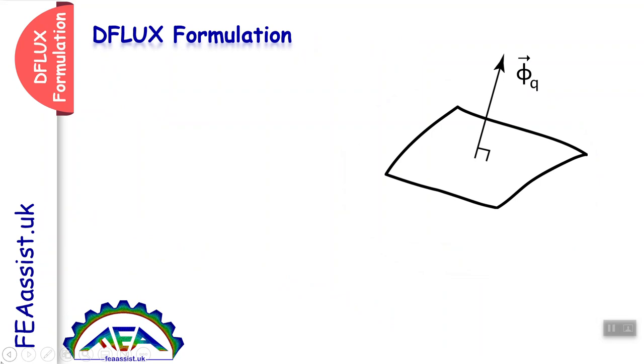DFLUX formulation. Before going to details of the formulation, you need to understand flux. What is flux? In heat transfer problems, flux is the amount of heat, the amount of energy, transferring through a unit of area in a unit of time, which is a function of the derivative of temperature with respect to x in one-dimensional problems. Or for mass diffusion problems, it is a function of concentration with respect to x. And in mass diffusion problems, flux is the amount of atoms, the amount of molecules, the amount of moving objects transferring through a unit of area and unit of time.